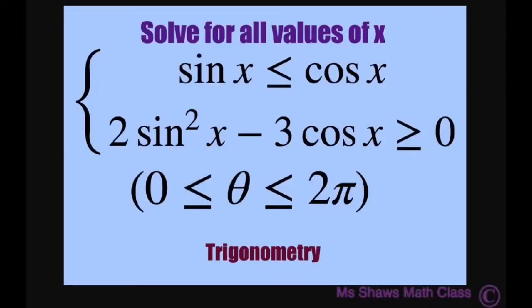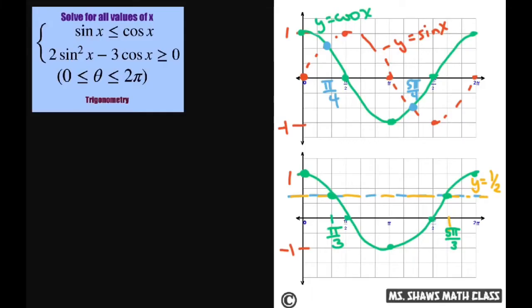Everyone, we're going to solve for all values of x, and we have two functions here over the interval 0 to 2 pi, and they're both inequalities. So the first one, we have sine of x is less than or equal to cosine of x. The best way to look at that is the graph.